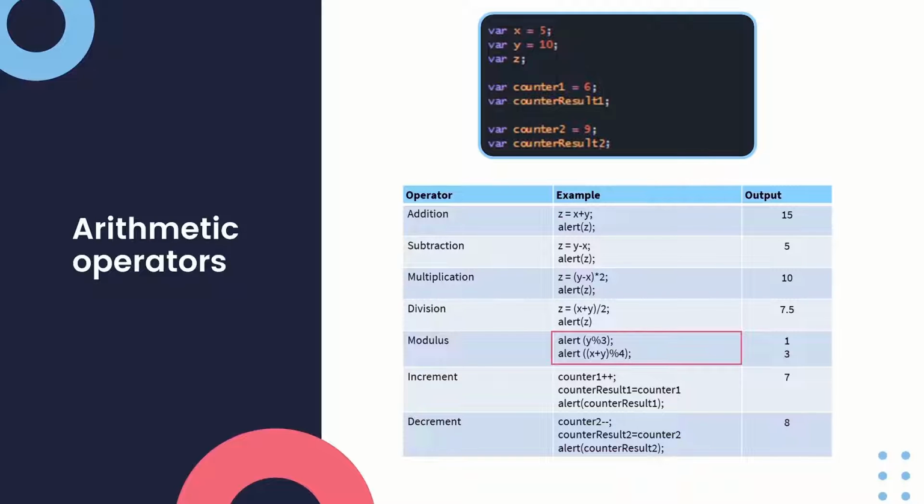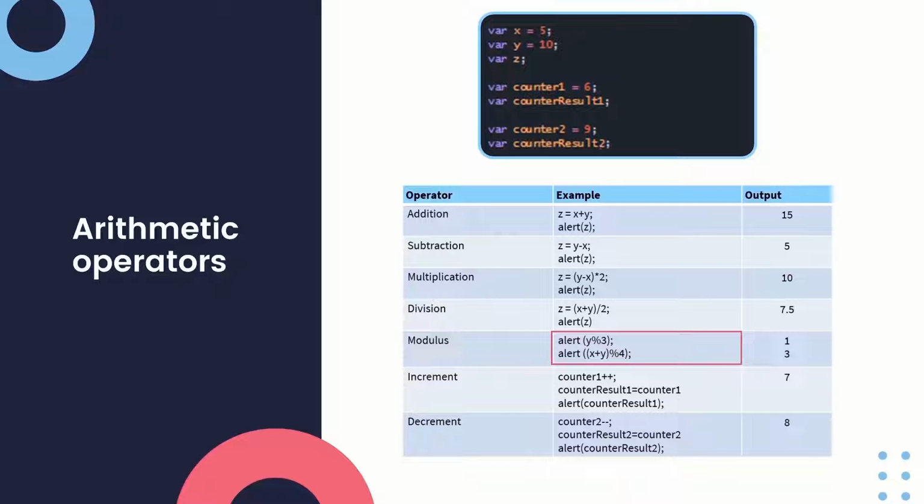So with modulus, we are alerting something and not assigning something to our z variable. Essentially, we are alerting y modulus 3. So let's have a closer look here. What is essentially happening here is that y is currently equal to 10. And then when we divide that by 3, we want the remainder, which is 1.